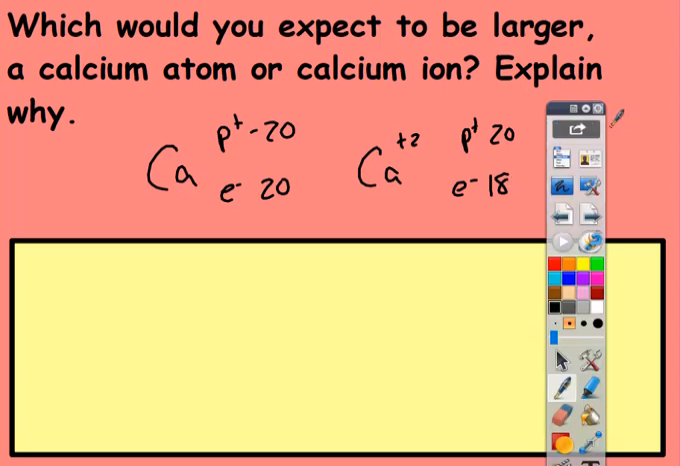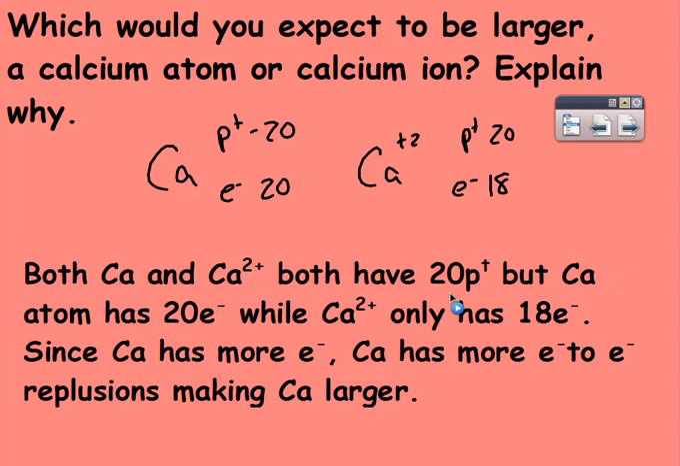So since both calcium and calcium ion have 20 protons, notice I'm basically saying they have the same nuclear charge. You have to say that they have the same protons, or they have the same nuclear charge. Since both have 20 protons, but calcium atom has 20 electrons, while calcium ion only has 18, calcium has more electrons and therefore more electron-electron repulsions, making it larger. So more electrons, more electron-electron repulsions makes it larger.